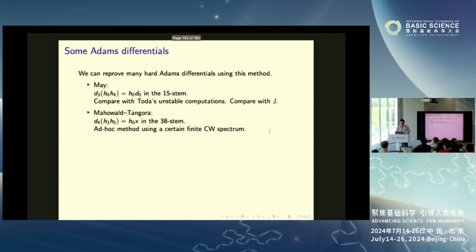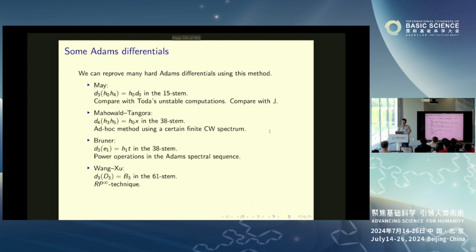So this new method can be used to reprove many hard differentials. I listed 4 differentials proved using 4 different methods by 4 different groups of people. In particular, this one, by the two of us, about this 61-sphere, it took us 40 pages to write it down. But with this new proof, it's only a one-line proof. It's a computer output, right? Then naturality, and it's done.